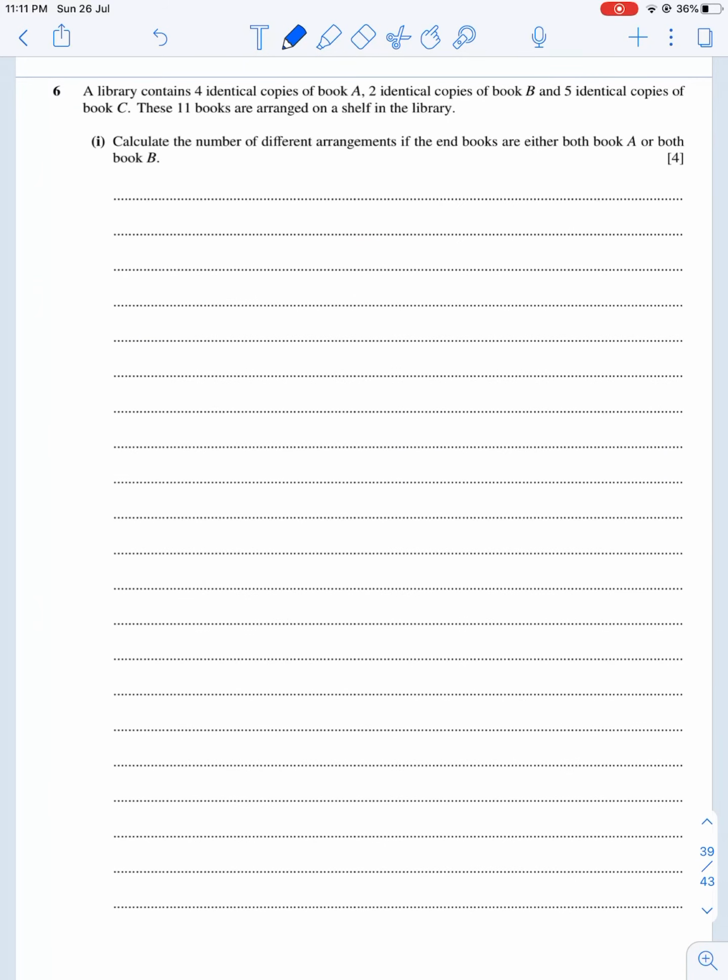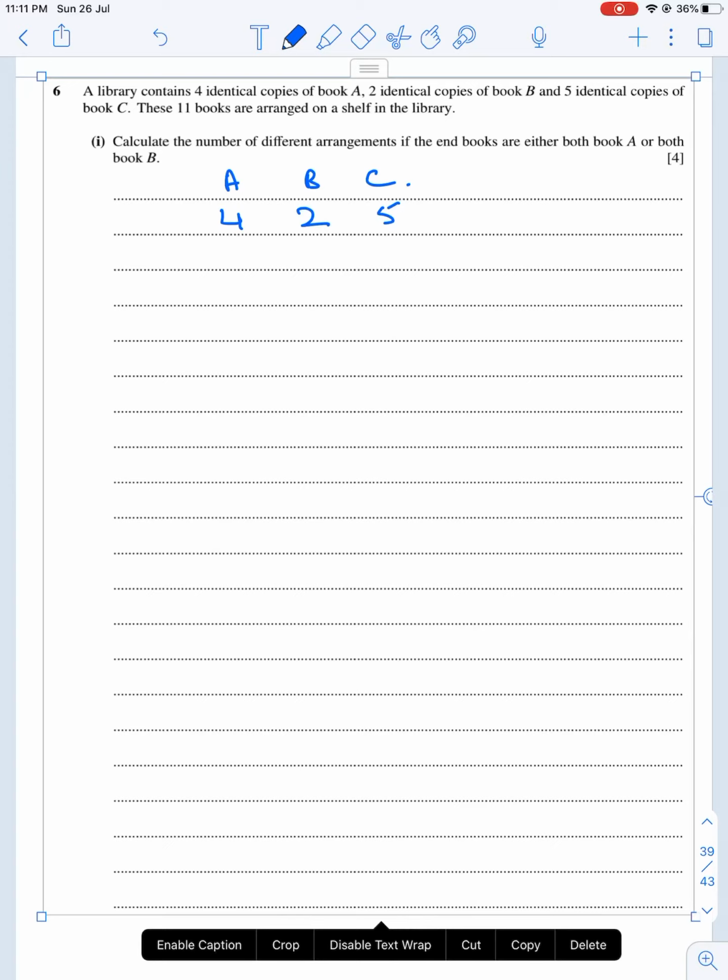A library contains 4 identical copies of book A, 2 identical copies of book B and 5 identical copies of book C. A, B and C. You've got 4 identical copies of book A, 2 identical copies of book B and 5 identical copies of book C. These 11 books are arranged on a shelf in the library. Calculate the number of different arrangements if the end books are either both book A or both book B.